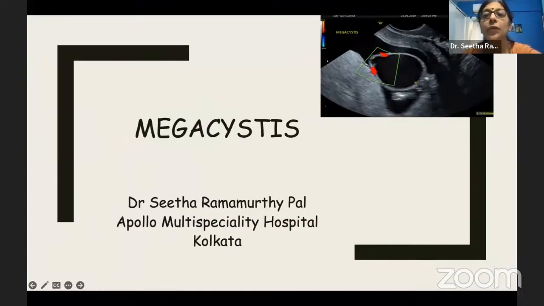Okay. So after that wonderful talk by Bijoy, here I'm going to be talking about megacystis, which is the lower urinary tract. And as the name says, it is enlarged bladder.